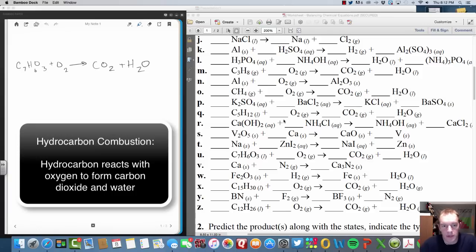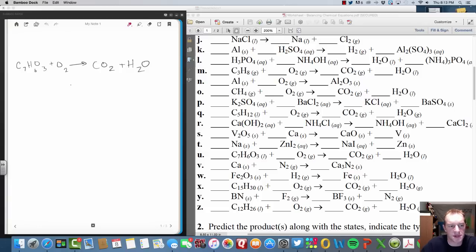Good evening. Tonight I wanted to create a video to show you how to balance a combustion type of chemical reaction. We know it's a combustion reaction because we see a hydrocarbon, as we can see right here, which is reacting with oxygen to form CO2 and H2O. So we're going to take some time here to balance these reactions so we can see the process and how to go.